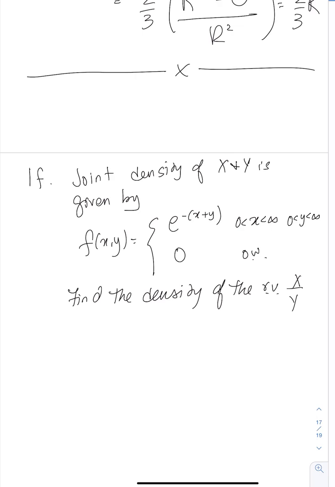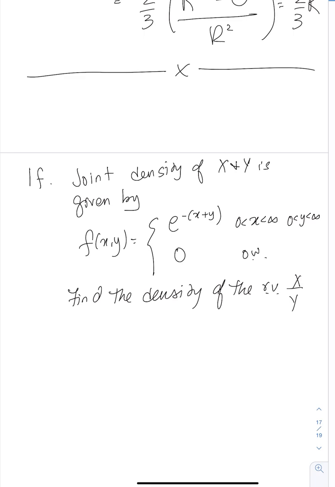Okay, and they ask you to find the density of the random variable x over y. So that's what you want to find out. Now x comma y is a point in the plane. What you're asked about is x over y. That's just a number. Given the behavior of x comma y, you want to find out the behavior of this single random variable x over y. That's a real number. It's not a point in R2. X over y belongs to R.